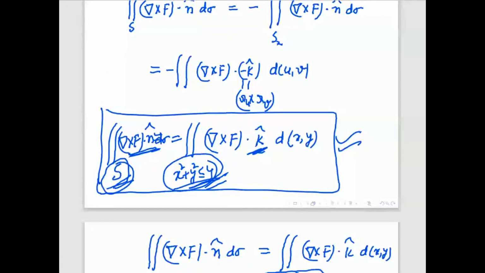Is there any chart regarding this? No, it depends on the problem.